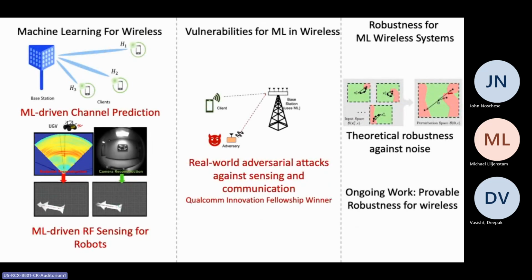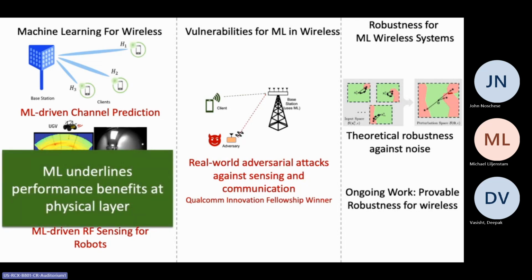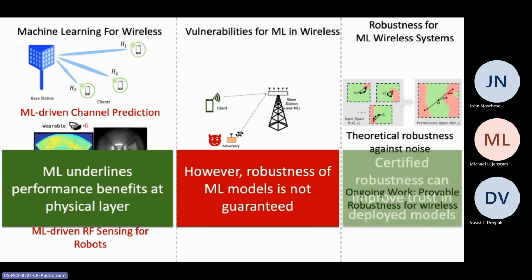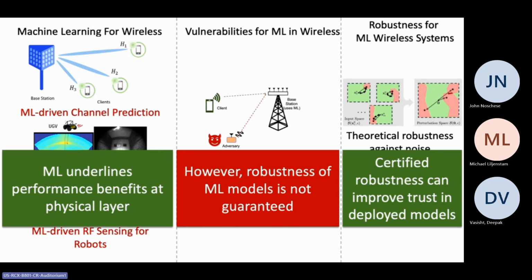So to conclude, machine learning systems are very useful. They underlie many performance benefits at the physical layer in wireless. However, robustness of these machine learning models is not guaranteed. There are new challenges when you deploy these systems in terms of vulnerabilities and attacks. And hopefully, the certified robustness systems that we're developing can improve trust in these deployments as we move forward with them. Yeah, that's my time. Thanks a lot, and I'm happy to take questions.